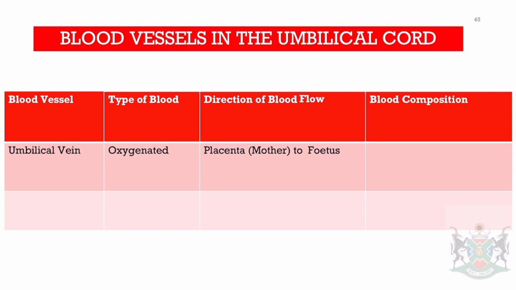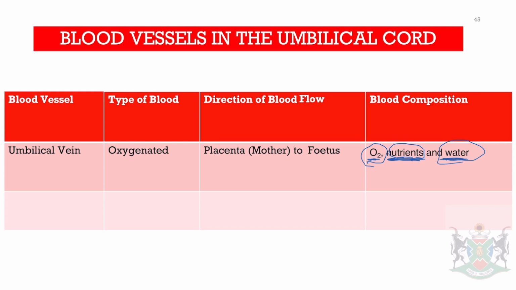And blood composition of the oxygenated blood, what is it composed of? Because it is oxygenated, of course, it will have oxygen, it will have diffused nutrients like fatty acids, glycerol, glucose, and amino acids, and also it will have water. So the mother would ingest the nutrients, inhale the oxygen, and drink the water, and then some of it will go to the growing fetus.